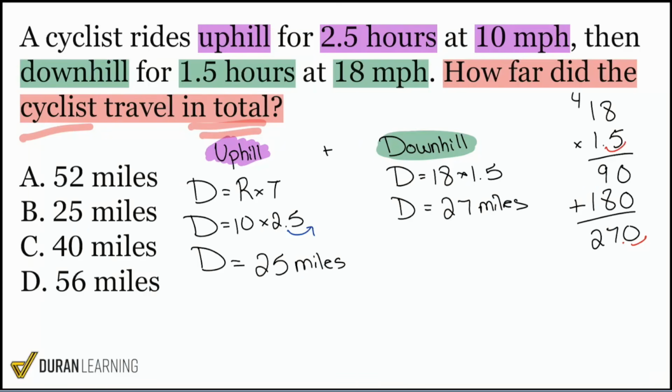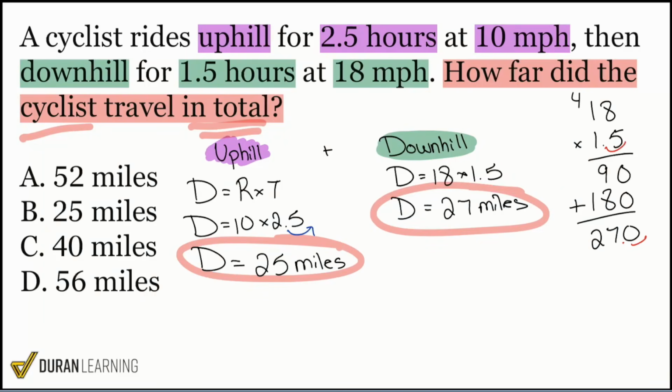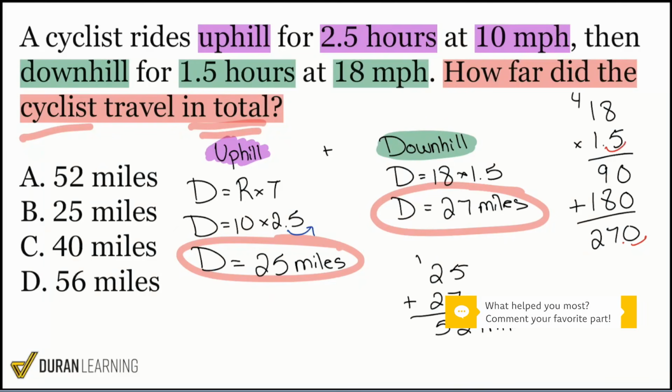Just like that. And now what we can do, my party people, is we can go ahead and add this distance and this distance together. And once we do that, 25 miles plus 27 miles, that's going to give us 52 miles. And that is the total distance traveled by this bike. We are all good. The correct answer here is answer choice A.